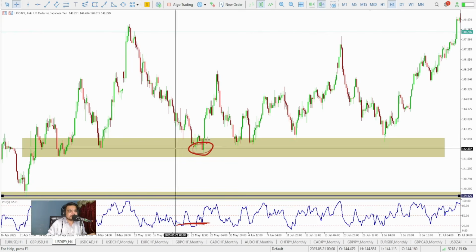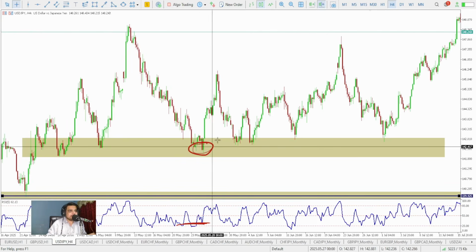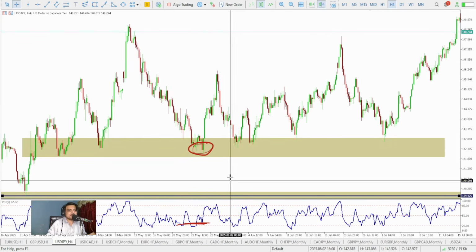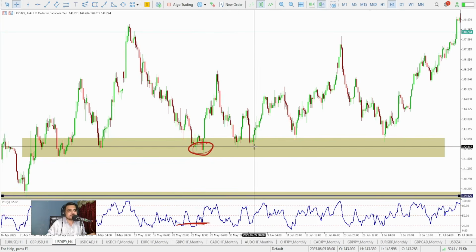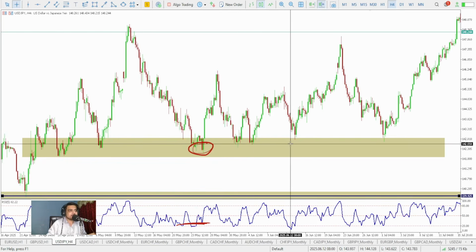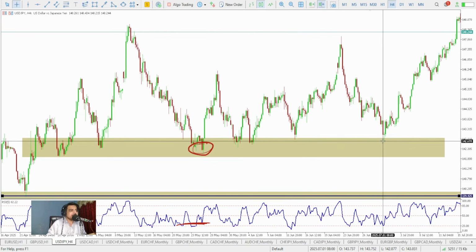See, so this is one opportunity. Then the next time price came down, this is the second opportunity, this is the third opportunity, this is the fourth opportunity, this is the fifth opportunity. Five trades this single support level gave us on the 4-hour time frame.